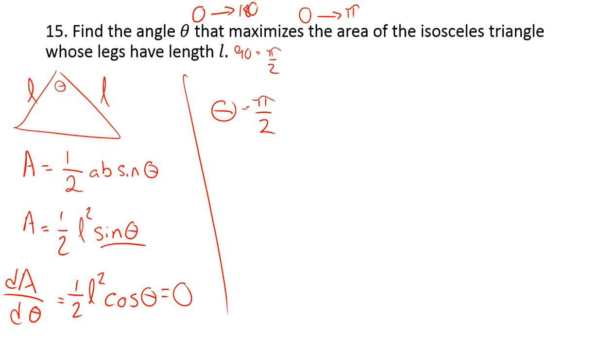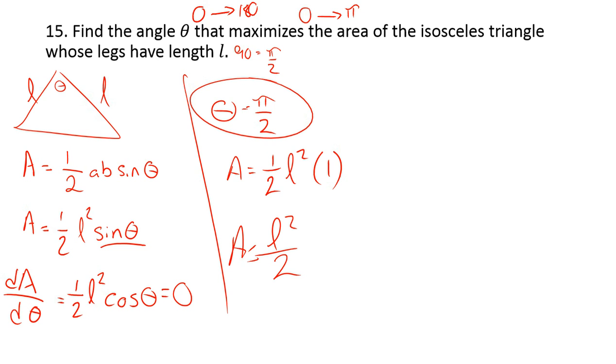Okay. Now, if you were to check our area with our different points when we plug them in, sine 0 is 0. Sine of pi is also 0. So the other two get a 0. When we plug in sine of pi over 2, we get 1, which means that our area would be 1/2 L squared times 1, which means the maximum area we can have is L squared all over 2. That is our maximum area, and that occurs at pi over 2.